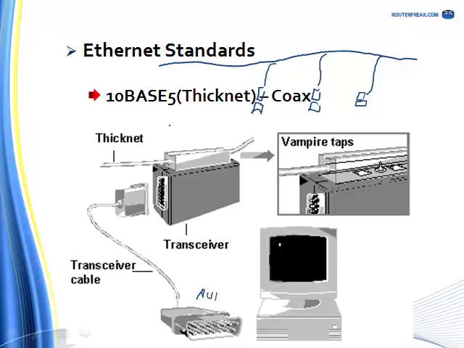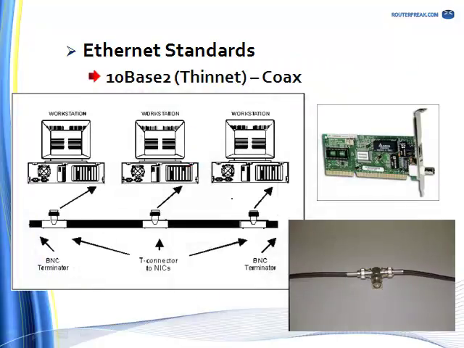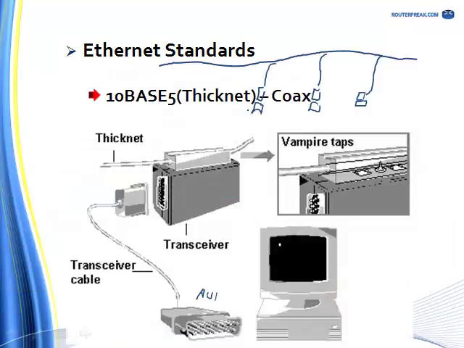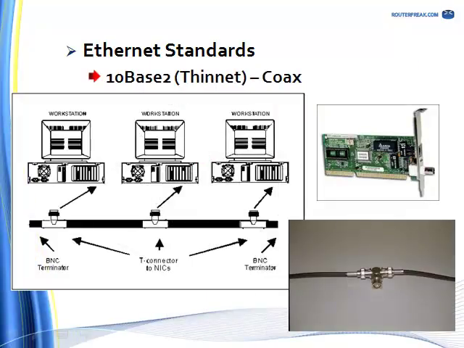Well, the next one was okay, but you end up with a lot of issues with these vampire taps. So then they went to a model where we're using thinnet. Plus, thicknet, being a thick cable, was very expensive cable. It was a lot of copper and it was very expensive. So they went with a thinner cable. It was much easier to use. It was easier to run through the ceiling.